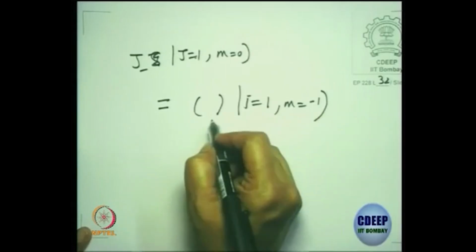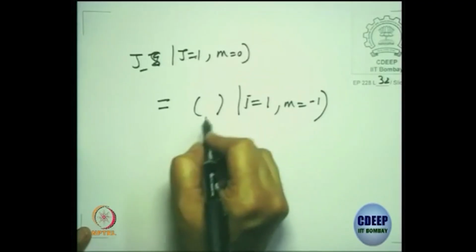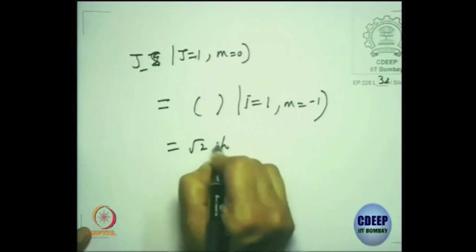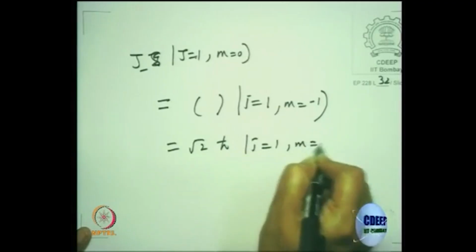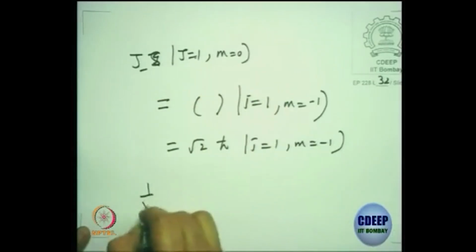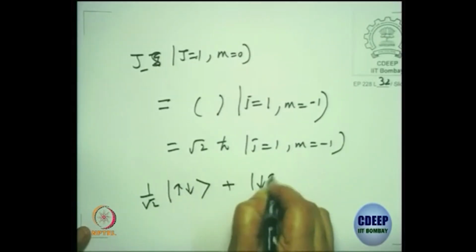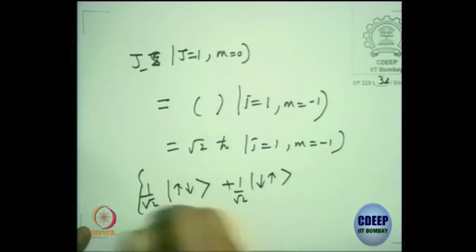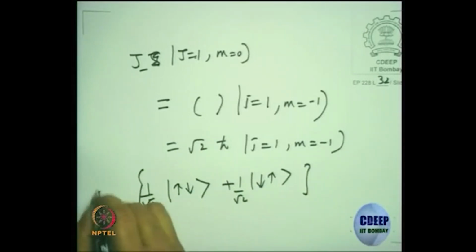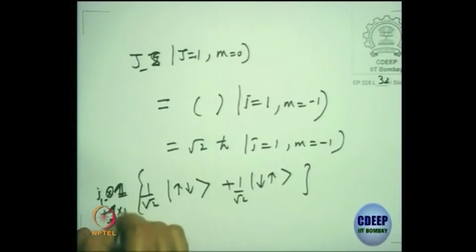Okay. What is that coefficient? Yeah, what is this number? Root 2 H cross. So do the same thing. J equal to 1, M equal to 0 is actually 1 over square root 2 times (up down plus down up). On this you operate your J1 minus cross identity plus identity cross J2 minus. Do this. What do you get?